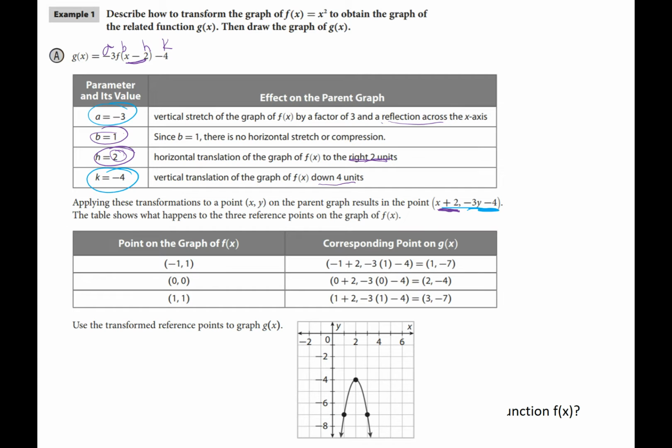So we're going to basically take our points and we're going to plug them into that transformation. So this first one is taking a -1 in for the x. So -1 plus 2 ends up being 1.